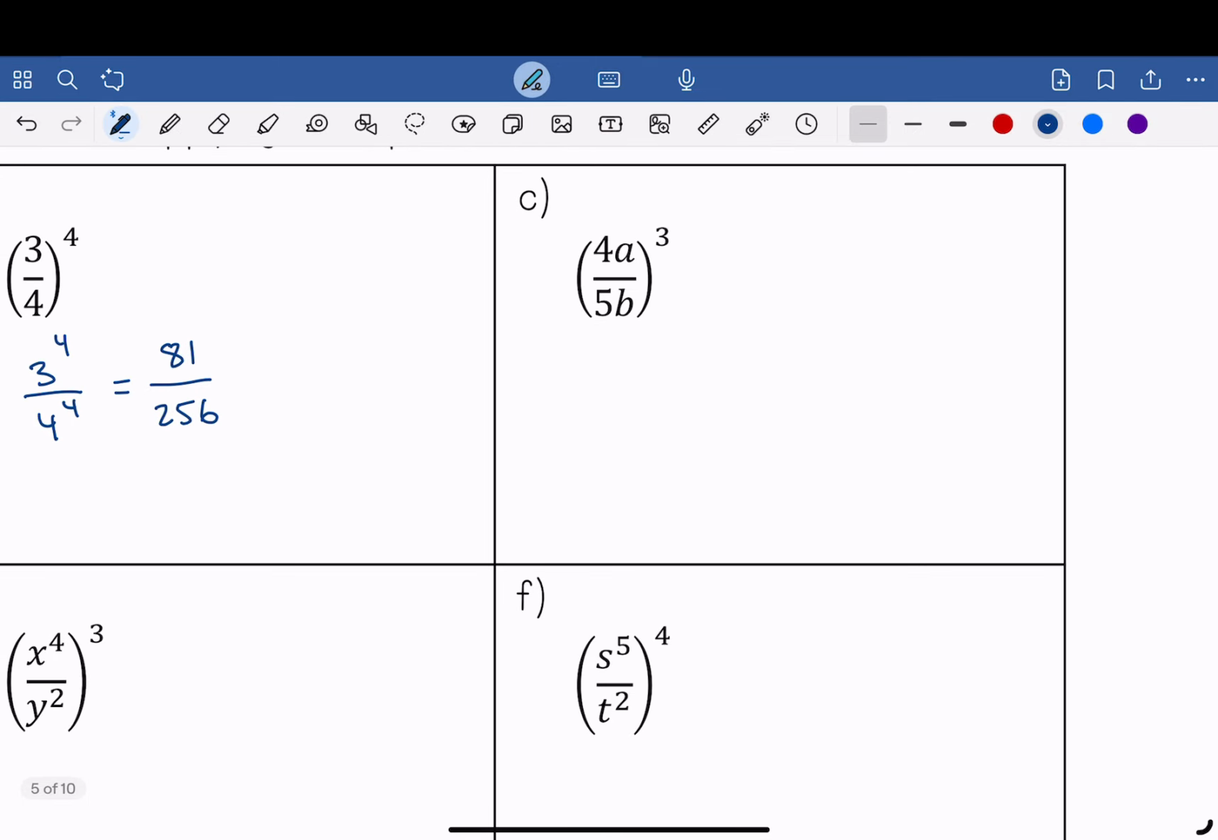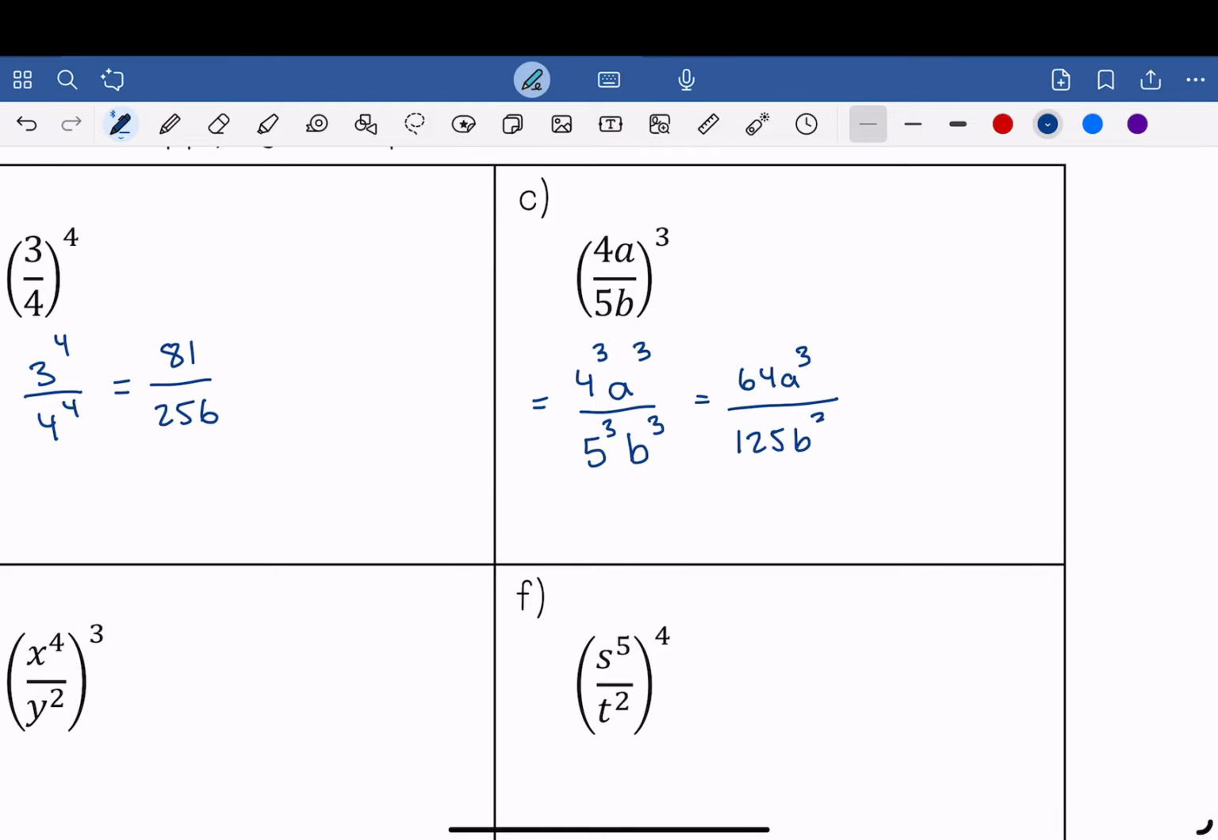So here we have a product. So we have an exponent, quotient, division, but within the brackets there is a product. So we have to apply the 3 to the 4, to the A, and then to the 5, and to the B. So that is equal to 4 to the power of 3, A to the power of 3, over 5 to the power of 3, B to the power of 3, which is equal to 64, A to the power of 3, over 5 to the power of 3, which is 125.